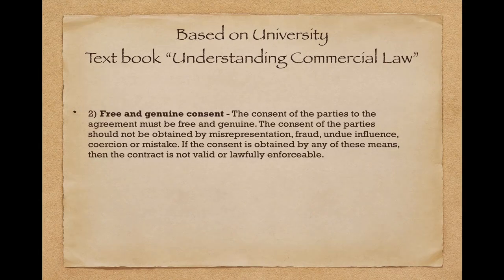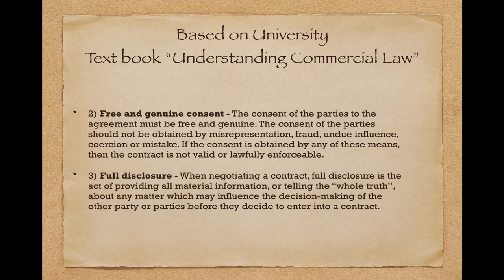Two, this is the second part of the 8 parts of a binding contract. Free and genuine consent. The consent of the parties to the agreement must be free and genuine. The consent of the parties should not be obtained by misrepresentation, fraud, undue influence, coercion, or mistake. If the consent is obtained by any of these means, then the contract is not valid or lawfully enforceable. And I'm sure looking back, you'll find that many agreements that you have gone into have been forced upon you, or were never ever given full disclosure, which we now come to.